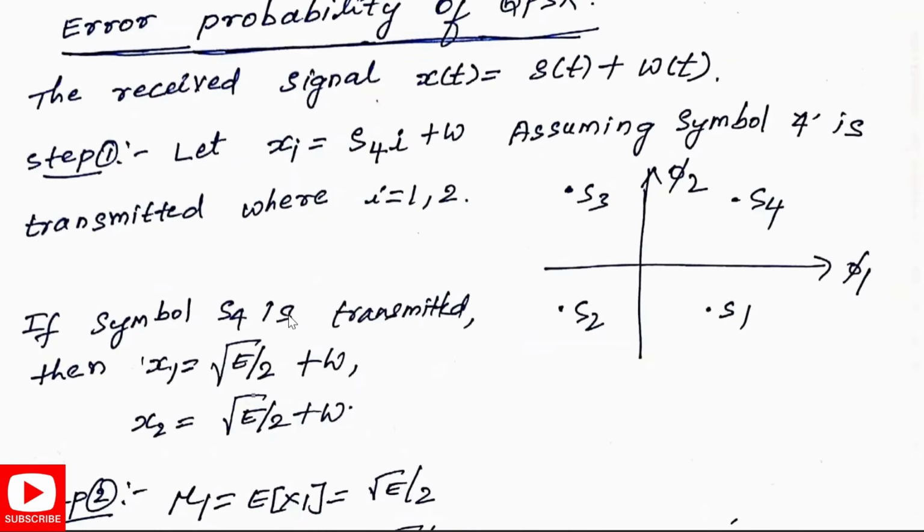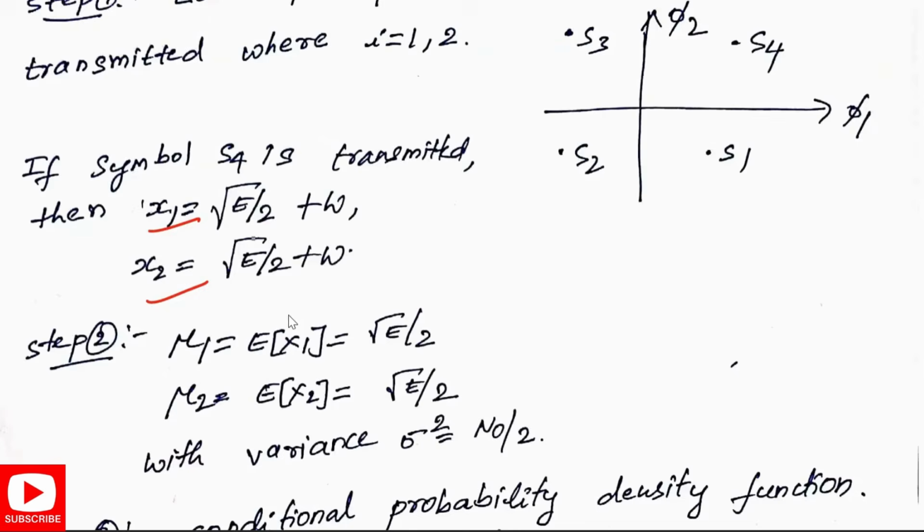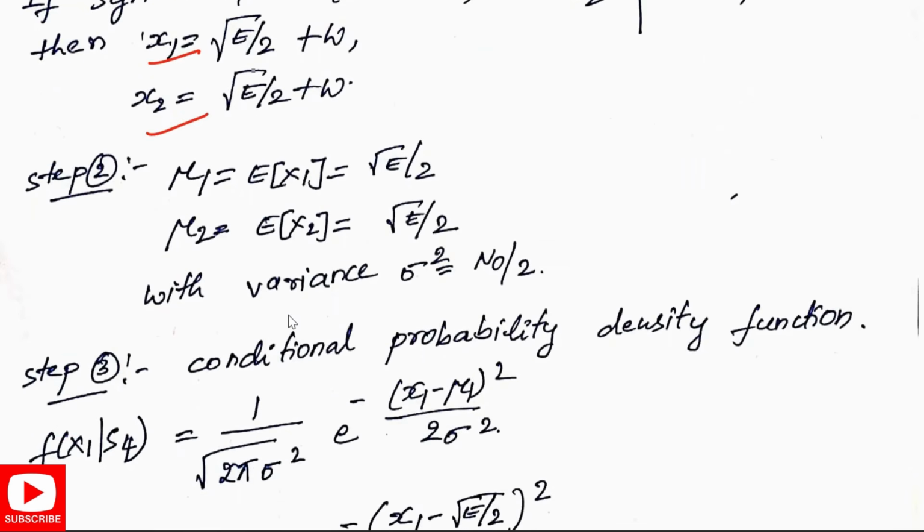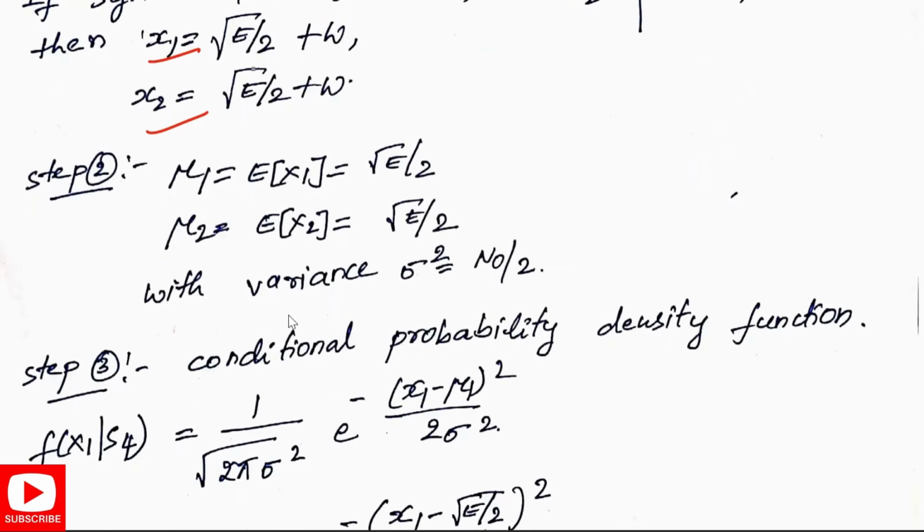Next is the error probability of QPSK. Again, as usual, we add white Gaussian noise to the received signal x of t. That is given as xi is equal to s4i plus omega, assuming s4 is the transmitted signal, where i is equal to 1, 2. So what will be the signal? We have x1 and x2 as square root of E by 2 plus omega. So we need to find the mean and the variance. The mean will be square root of E by 2 and the variance sigma square is N naught by 2.